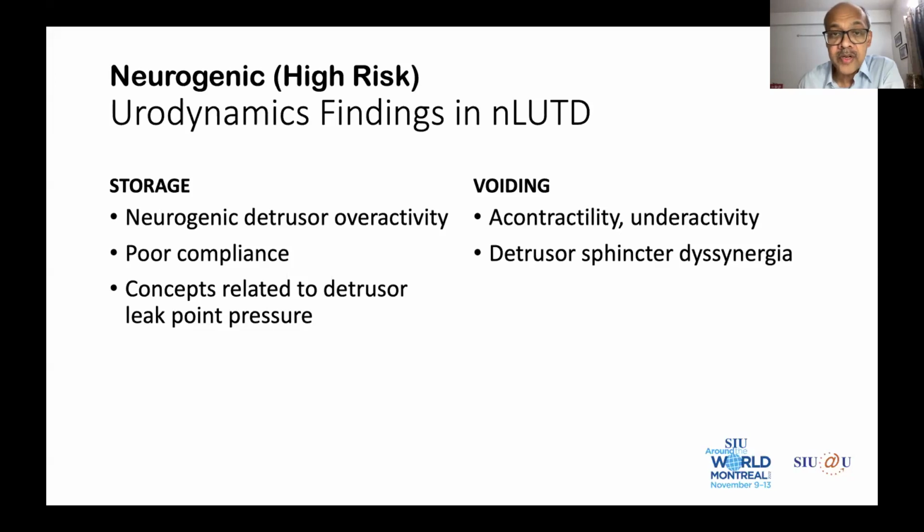And we have patients who've been doing CIC faithfully 5, 6, even 7 times in a day, and they've damaged their kidneys, despite having been under the follow-up of the right department. And that can happen because the storage pressures are not taken care of. So during storage, you can look for phasic contractions called NDO, or neurogenic detrusor overactivity, and poor compliance, which is particularly bad. Why is poor compliance particularly bad?